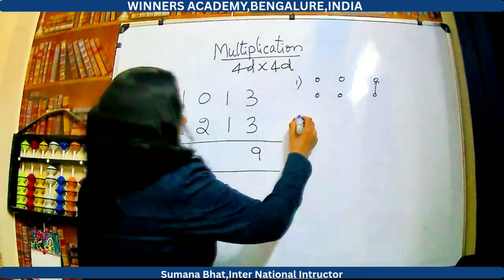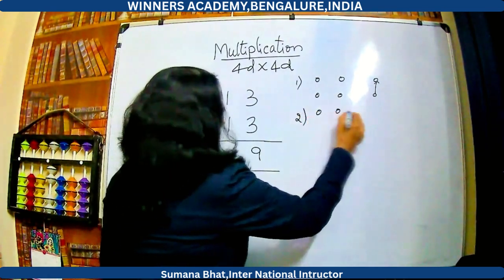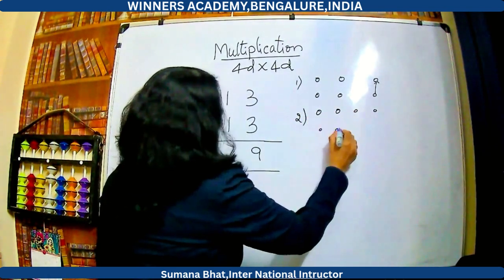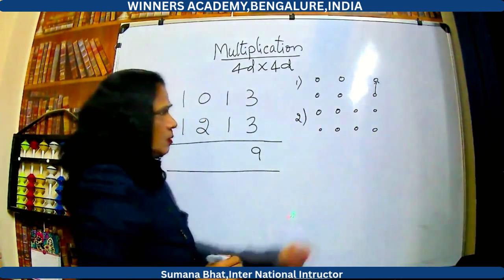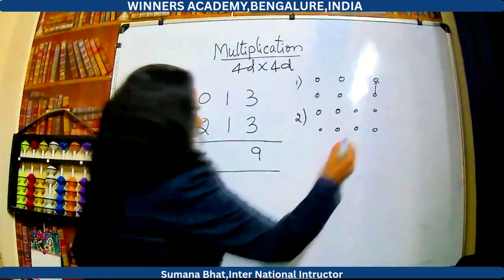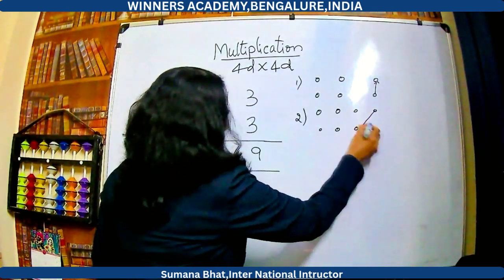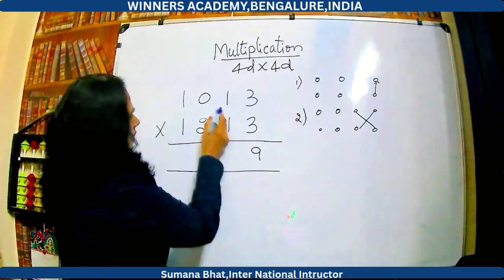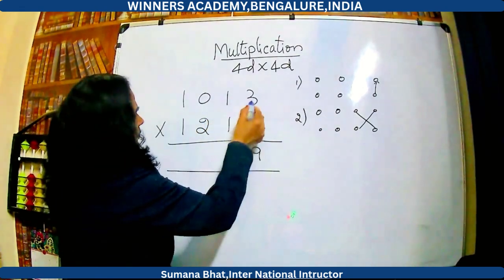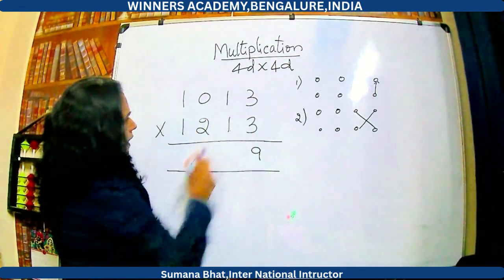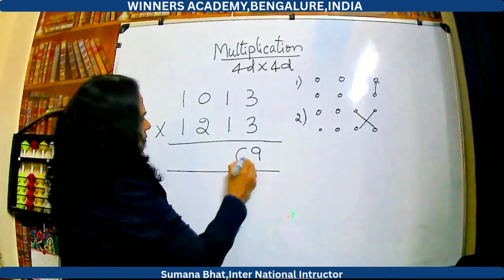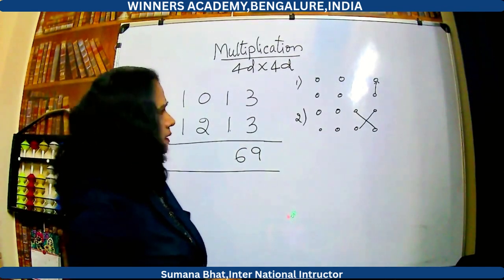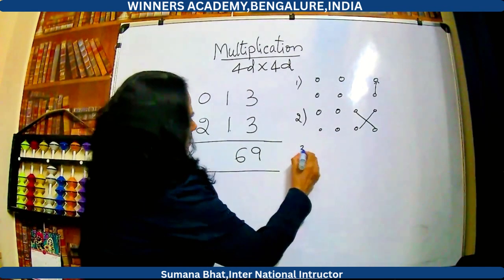Okay. And in the second step, 4 numbers are there like this. First, you multiplied units. Now we are multiplying units and tens. So 3 into 1, that is 3. 3 into 1, that is 3. And add it, 3 plus 3, that is 6.